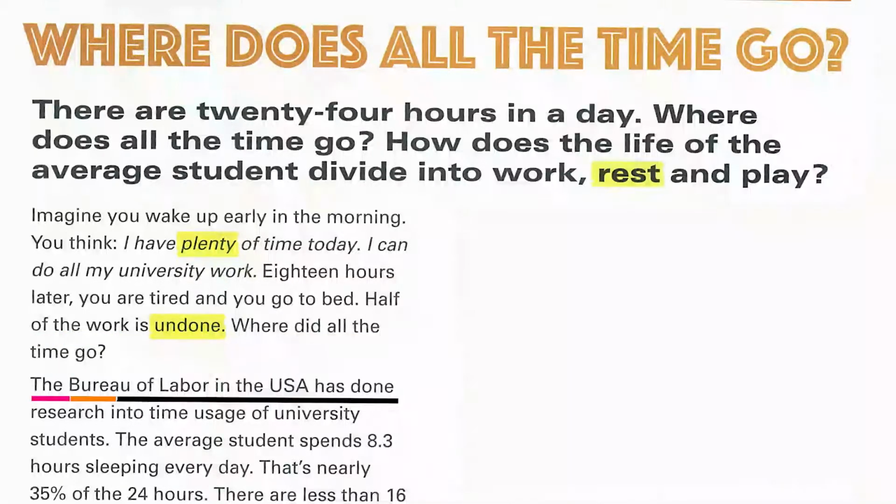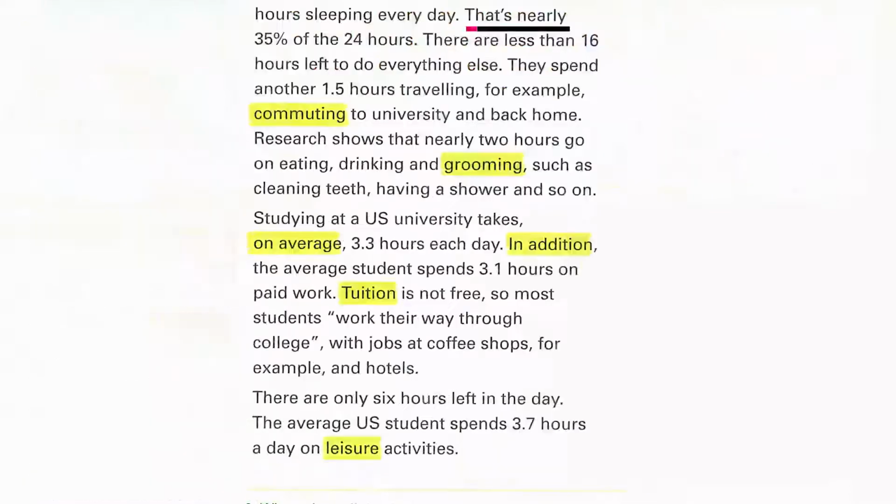The Bureau of Labor in the USA has done research into time usage of university students. The average student spends 8.3 hours sleeping every day. That's nearly 35% of the 24 hours. There are less than 16 hours left to do everything else. They spend another 1.5 hours traveling, for example, commuting to university and back home.